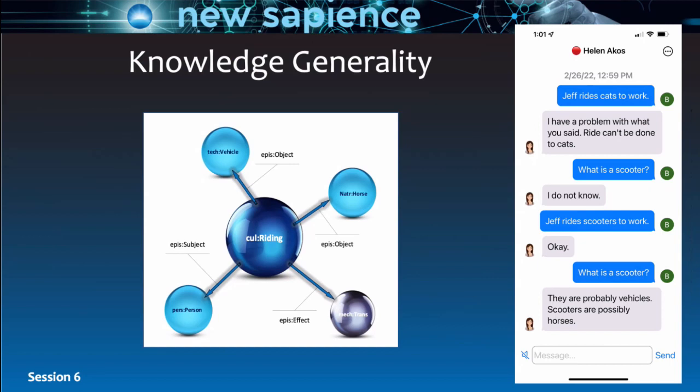This is common sense. But the same compact model of the action of riding is used in the second part of the dialogue, when the human says, "Well, Jeff rides scooters to work," understanding that the Sapiens didn't know what a scooter was. In this case, it looks at the same little bit of the compact model and can conclude that scooters are probably vehicles, or possibly horses, because a horse is also an object. Although this picture doesn't show it, there is additional information that most times it's vehicles that you ride and seldom horses or other riding animals. So knowledge by its very nature is general.